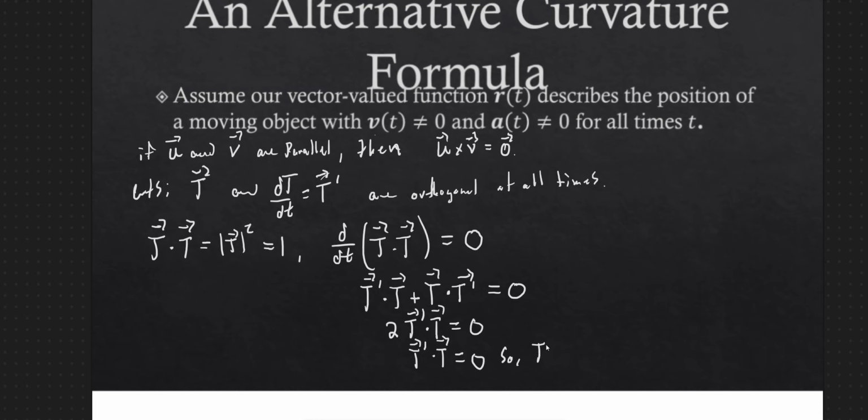So T and T prime, or dT/dt, are orthogonal. That is, the angle theta between T and dT/dt is 90 degrees. So that's going to be important. All right, so with this preliminary stuff, let's start trying to find this alternative curvature formula.